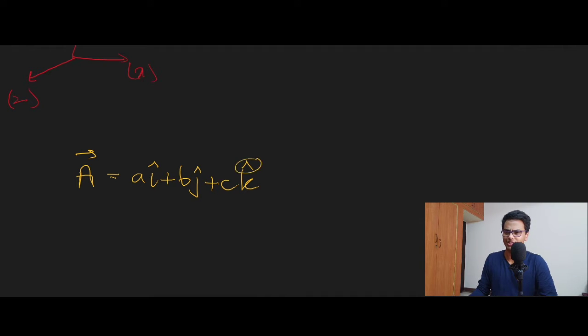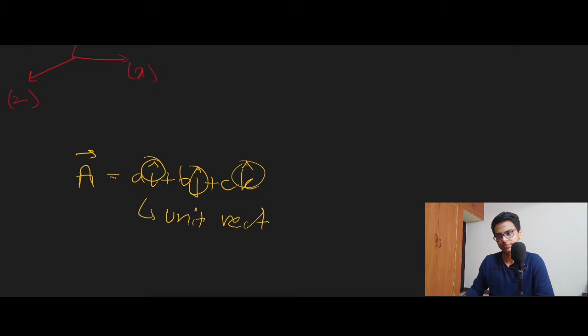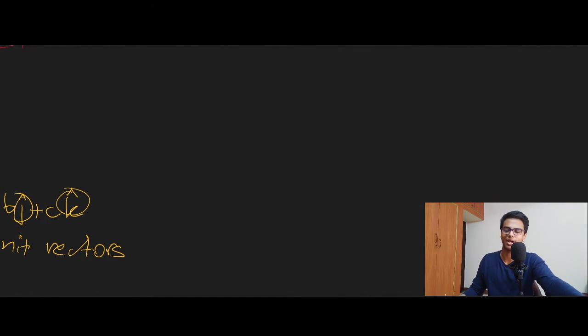Right, so you would have seen this notation, and this might look a little scary. What's this over here? Looks like a roof, but no, these 3 that you have here, this i cap, j cap, and k cap, that's how we call them. These are what we call unit vectors. Now, what really are unit vectors? From the name itself, we understand unit vectors are vectors which have magnitude equal to 1, right? Unit means 1.